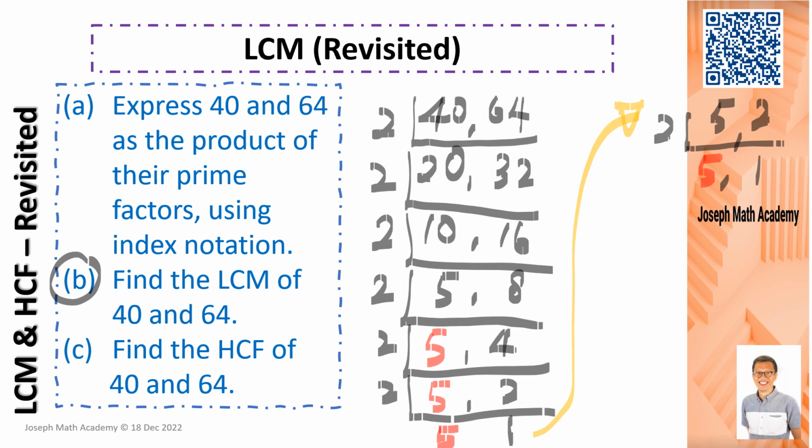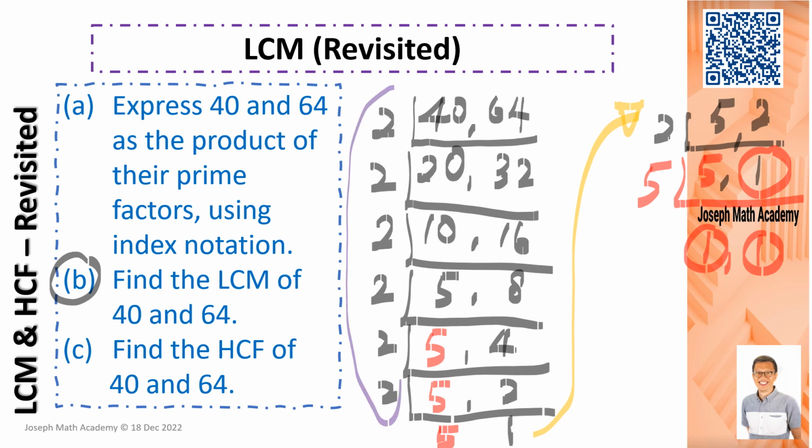So this one we can stop. But this 5 we can't stop, so we have to proceed with a 5. The aim is to get both 1, 1. That's our aim. All right? So when we get both 1, 1, it means that we have arrived at the LCM of 40 and 64. So what is the LCM of 40 and 64? It would be all this, including these two.